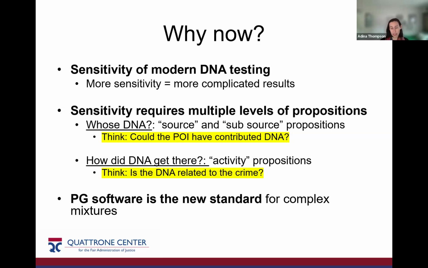Another level of propositions deals with how did the DNA get there. These are activity level propositions. And again, don't worry about the language. Just think, is the DNA related to the crime or the action? So it's important to know what question we're asking. And this report deals with both of those questions. So that's another reason why now. And finally, because probabilistic genotyping software is the new standard. This is what we're doing if we're evaluating complex mixtures, and it requires this kind of rigorous review because it's been being used for a while now.